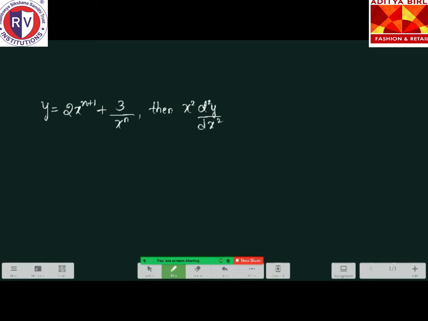So what you have to do here is, first you have to differentiate y once, then differentiate it again. You have to find the second order derivative, and then multiply it by x square. The options given are: option A, n into n plus 1 into y. Option B, x into dy by dx plus y. Option C is y. And option D is 6n into n plus 1 into y.